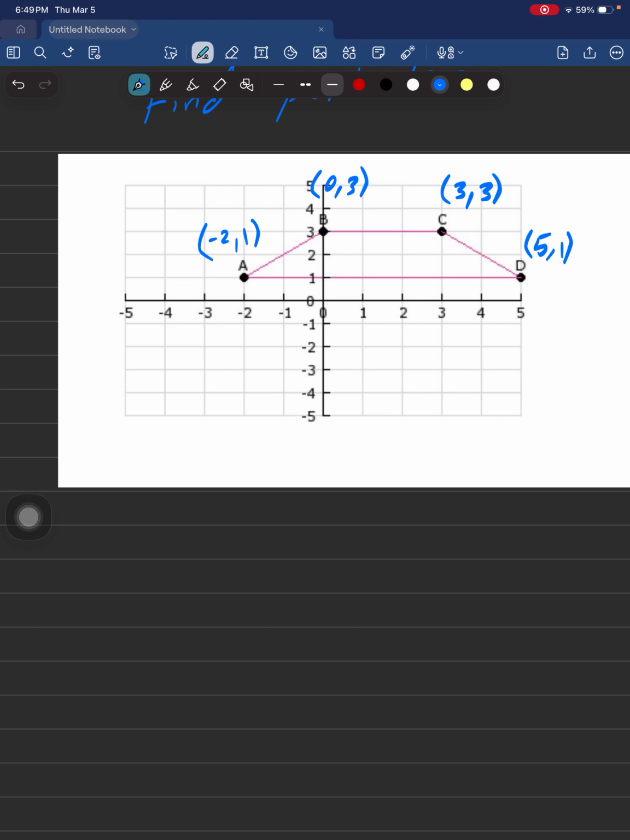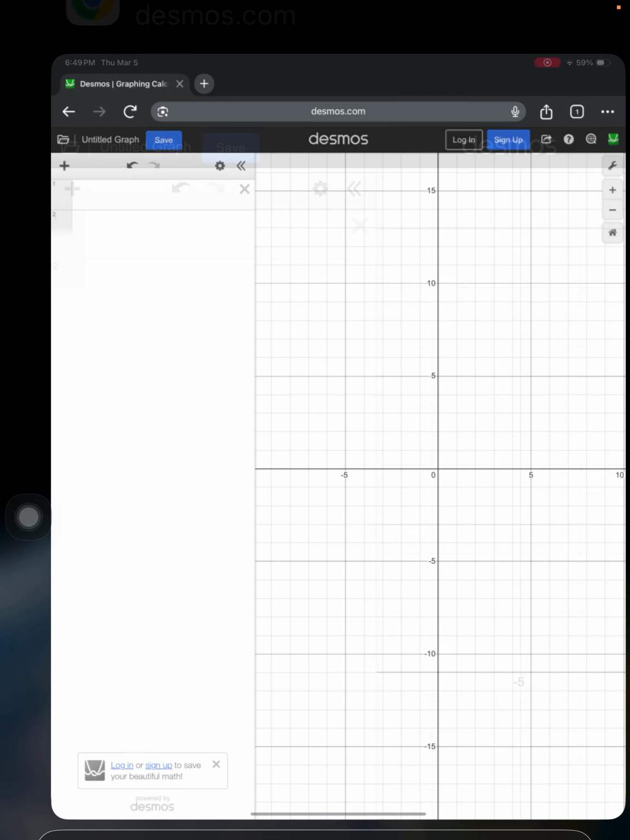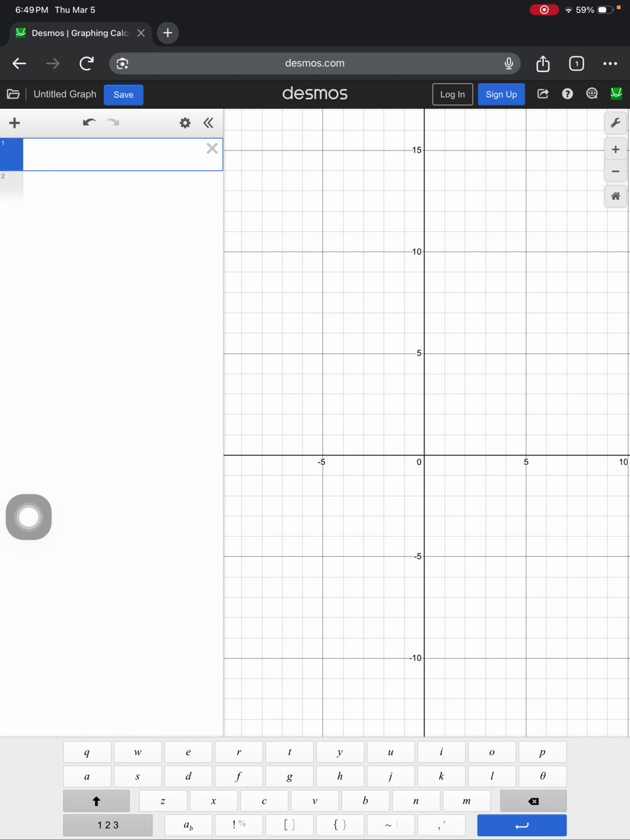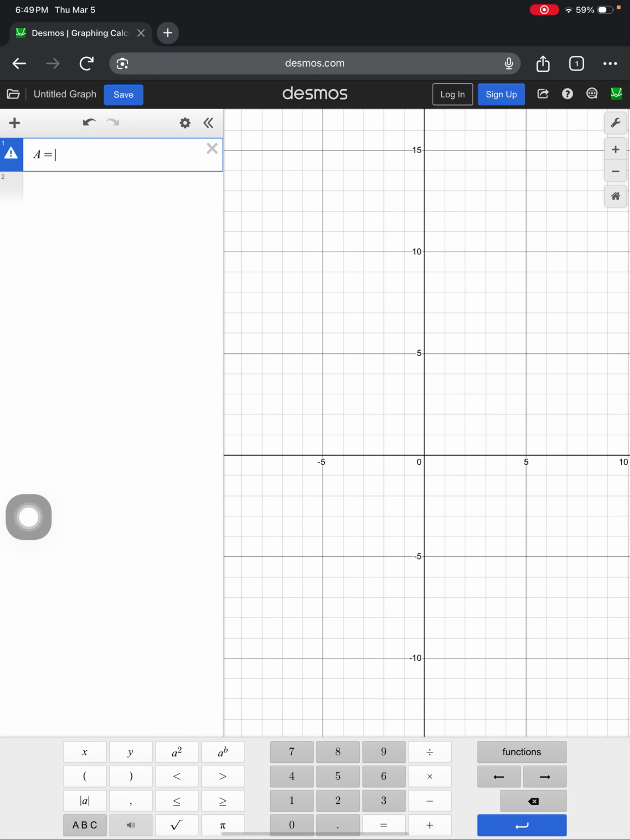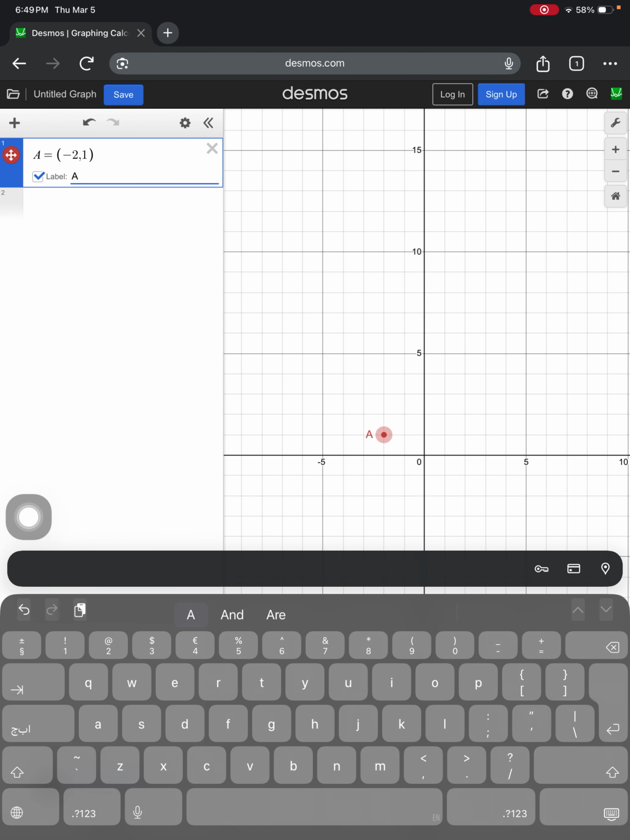So now we have the points, which is -2, 1 as A. Using DESMOS, we need to use symbols like this. I prefer to use A capital equal to -2, 1. This is the first point. I can label it to make it easier to recognize on the graph. Here is the A.